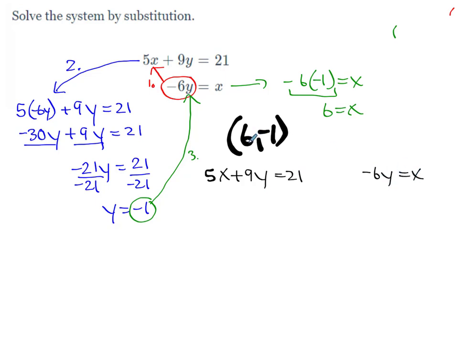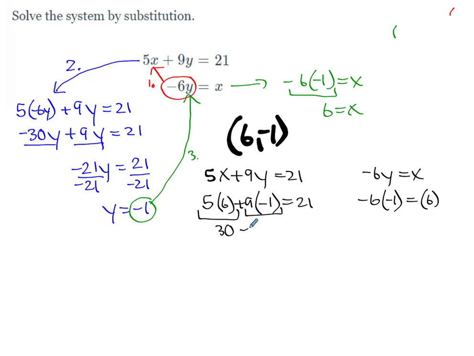And then what I'm going to do is I'm going to substitute these x's and y's here. So I've got 5, in goes 6 for x, plus 9, in goes negative 1 for y, is equal to 21. And then over here I have negative 6. Again, my y is going to be negative 1, so in goes negative 1 for y. And then in for x goes 6. And let's do the more difficult one first. So 5 times 6, we would have to multiply here. And then 9 times negative 1, that would give me negative 9, should be equal to 21.